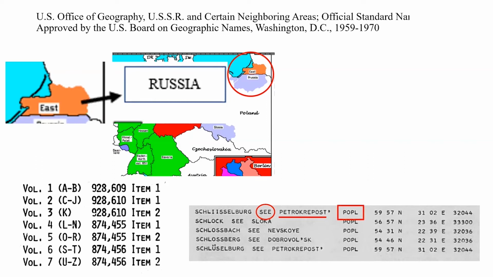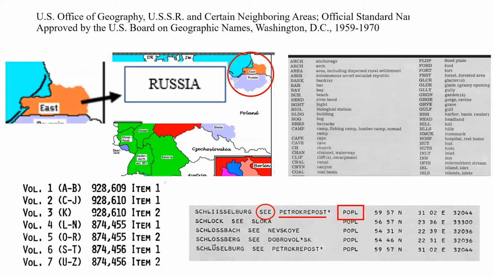The POPL abbreviation is an abbreviation for the town or populated area. This is given because this gazetteer identifies more than just towns. It also identifies topographical areas and features, as can be seen by this partial list. It then gives the latitude and the longitude of the town or topographical feature.